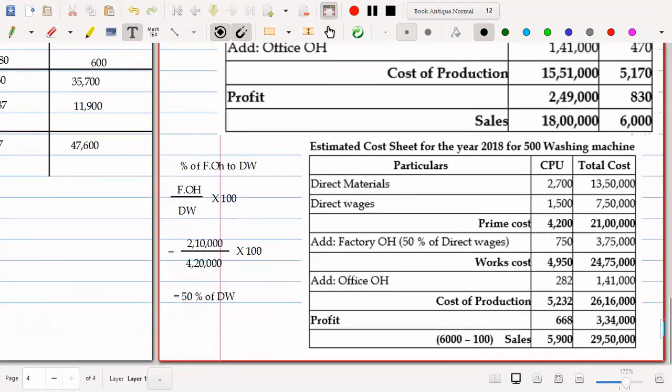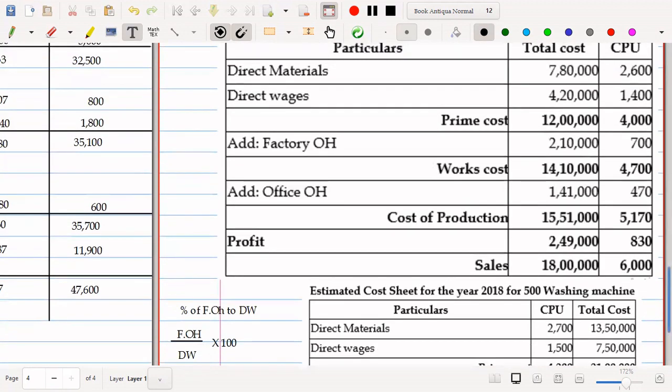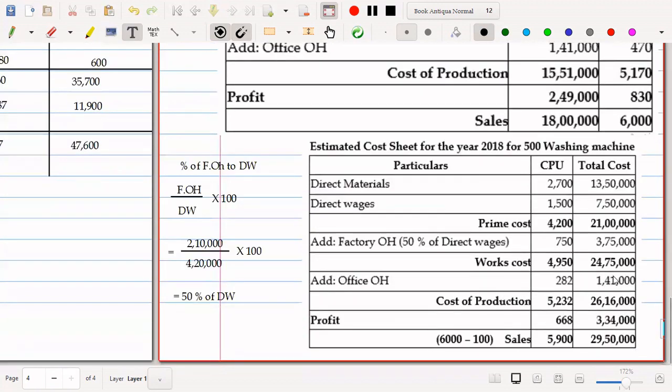So remaining the same at all levels of activity means the total cost. See here, 1,41,000 office overhead. I have taken it here as 1,41,000 divided by 500. It comes to 282. So here we got the cost of production. And now sales given in the problem, the selling price will be reduced by rupees 100. So 6,000 minus 100, it comes to 5,900 into 500 machines. It is 29,50,000. And profit will be the balancing figure.